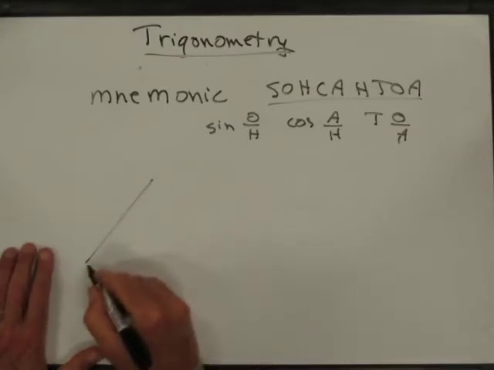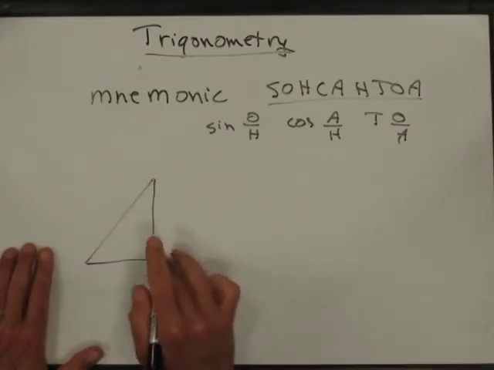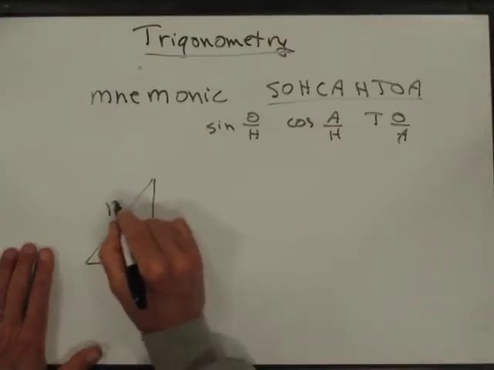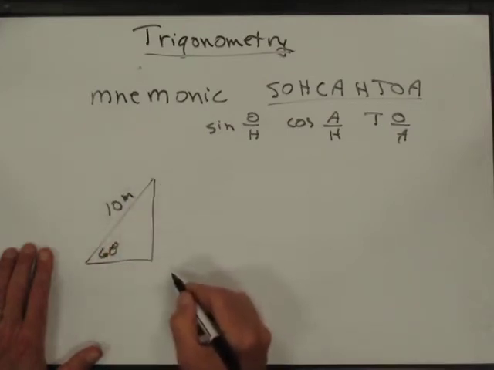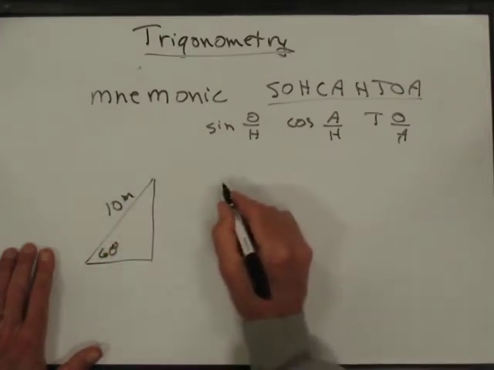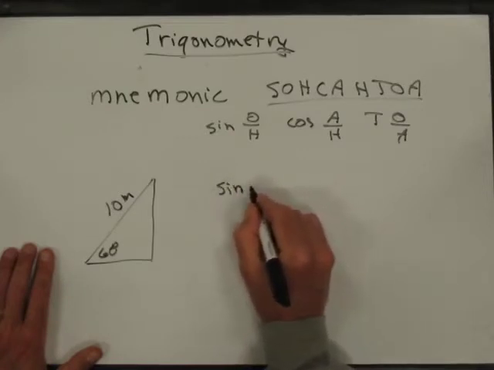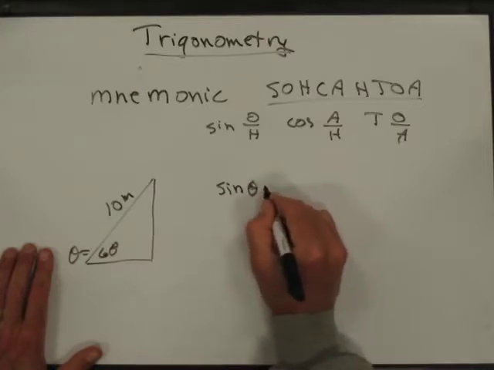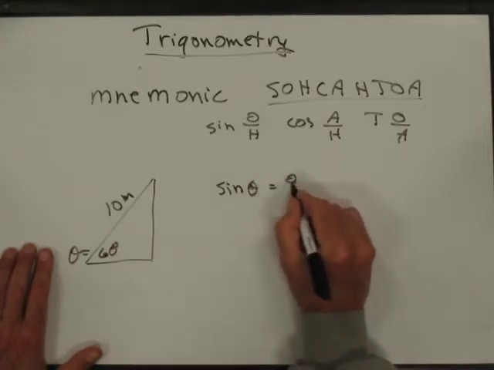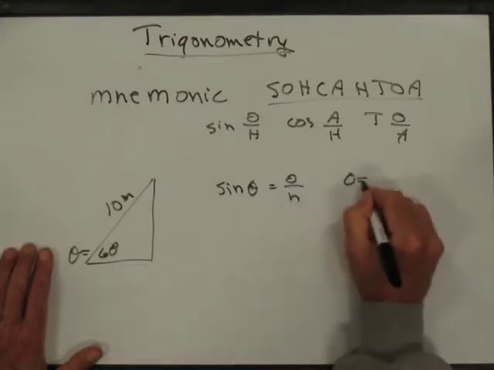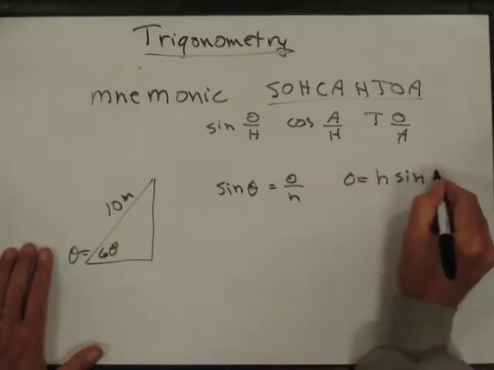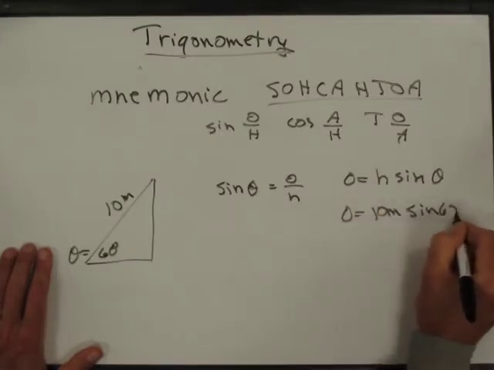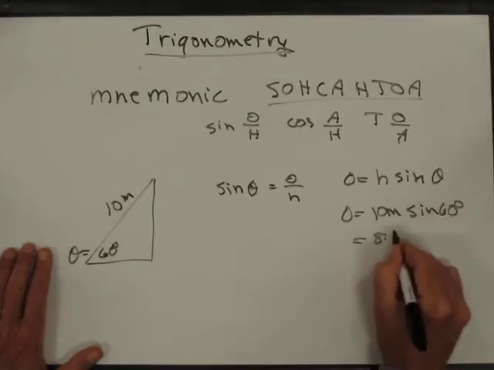I'll say, look, if this is 60 degrees, and this is 10 meters, what are these two sides? We know that sine of theta, we'll call this theta, is equal to opposite over hypotenuse, or opposite is equal to the hypotenuse times the sine of theta. Opposite is equal to 10 meters times the sine of 60 degrees, which is 8.66 meters.